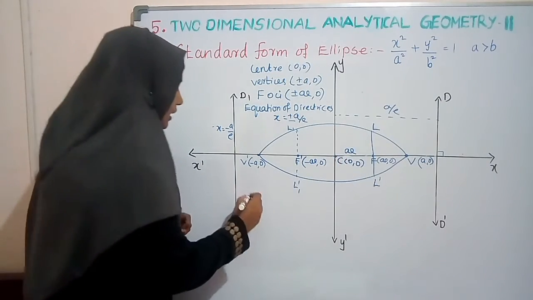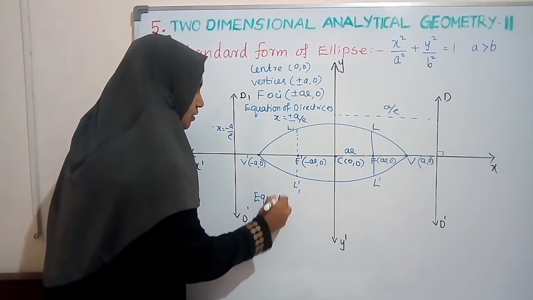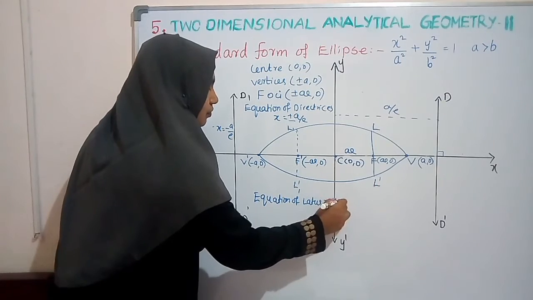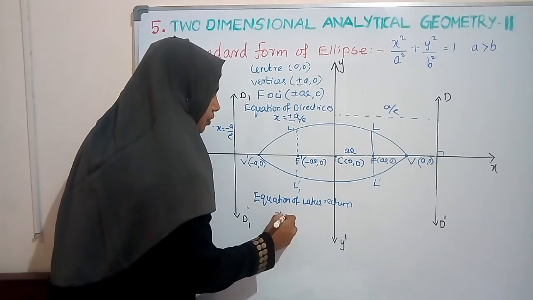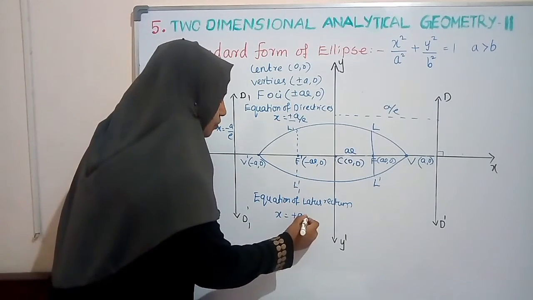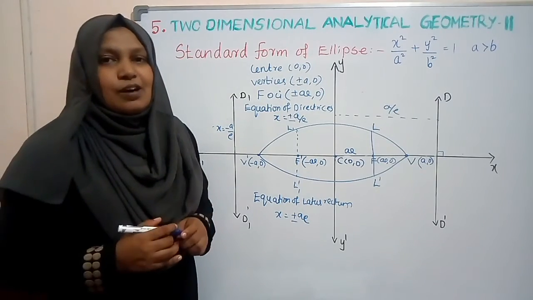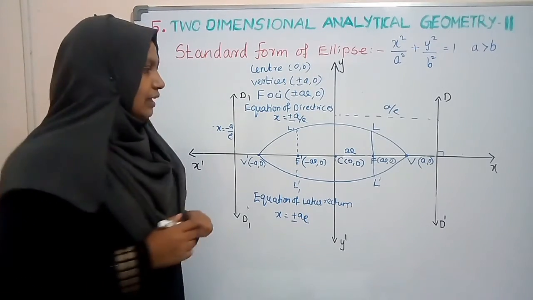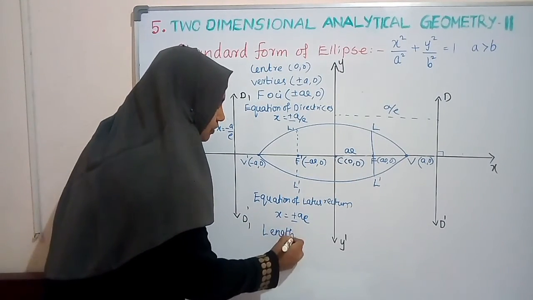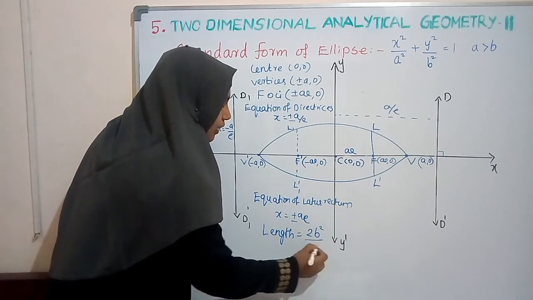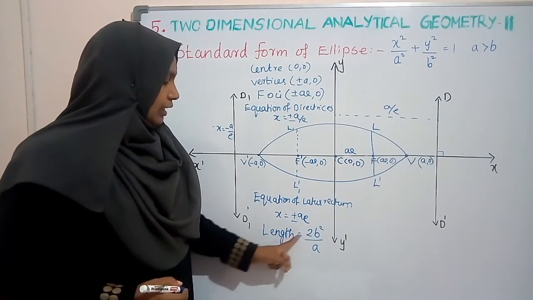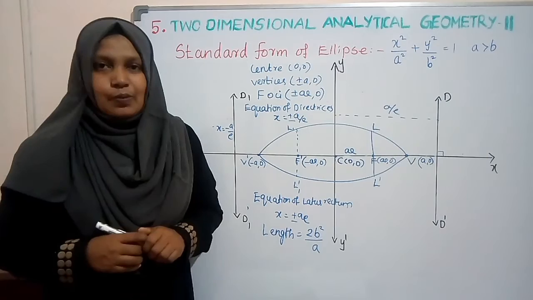So we can also write the equation of latus rectum as x is equal to plus ae, and on this side x is equal to minus ae. So together we can write x is equal to plus or minus ae. And the length of the latus rectum will be 2b square by a. Later we can see how we are getting this length. Now you can write the length of the latus rectum is 2b square by a.